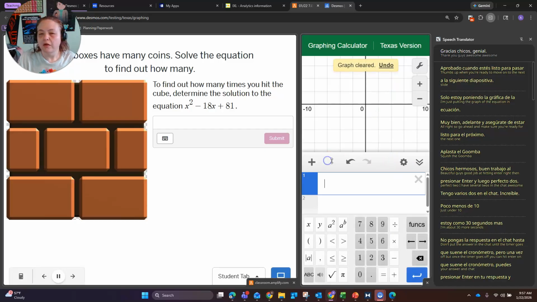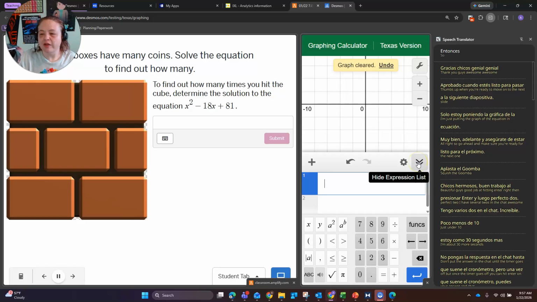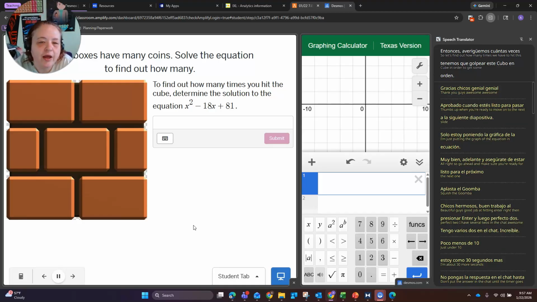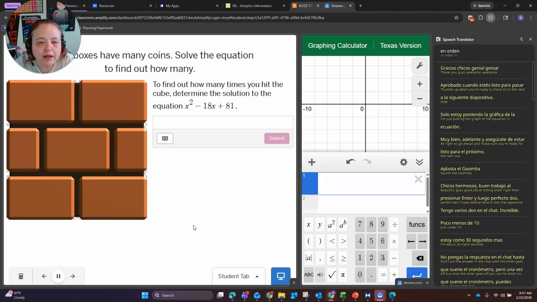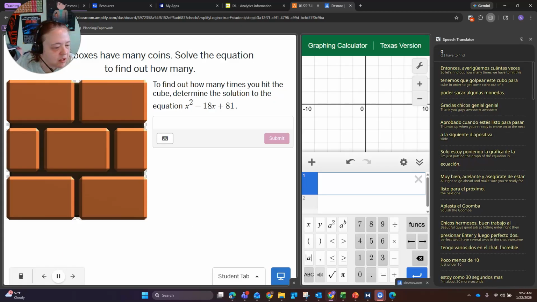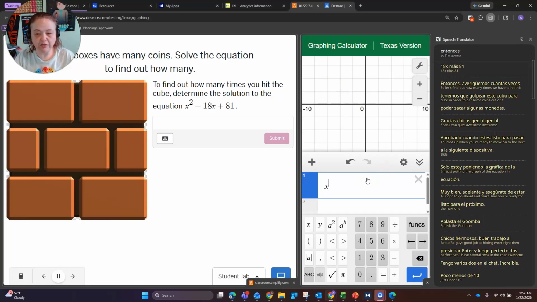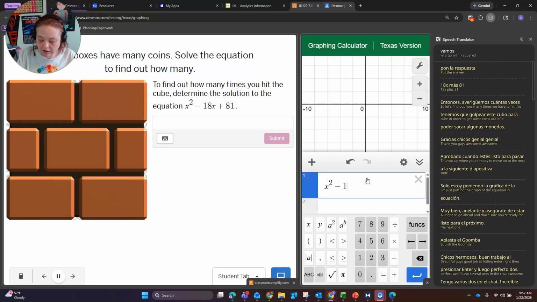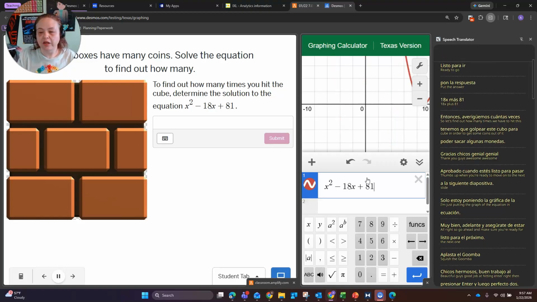All right. So let's find out how many times we have to hit this cube in order to get some coins out of it. In order to find out how many times I need to hit that cube, I have to find the solution to the equation x squared minus 18x plus 81. I'm going to give you guys a minute. And again, when the timer goes off, in chat, you can put the answer. So I'm going to give you about a minute to get this typed in and ready to go. So let's go with x squared minus 18x plus 81.